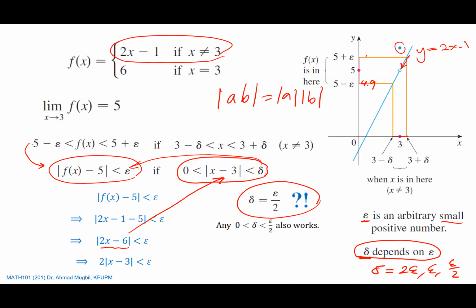Now, the absolute value, we will divide just by 2. Divide both sides by 2. You have the absolute value of x minus 3, the distance between x and 3, is less than epsilon over 2. Compare this with this. What is delta? Delta is epsilon over 2. I said any delta less than epsilon over 2 works also, because it is about the distance, we want x to be as close as we can.